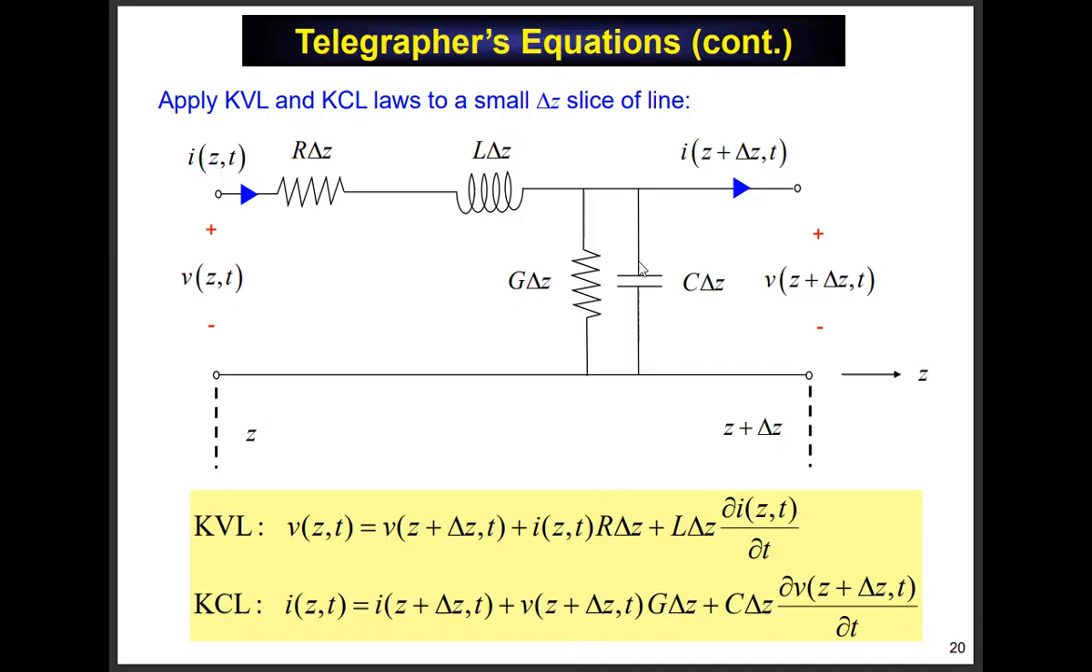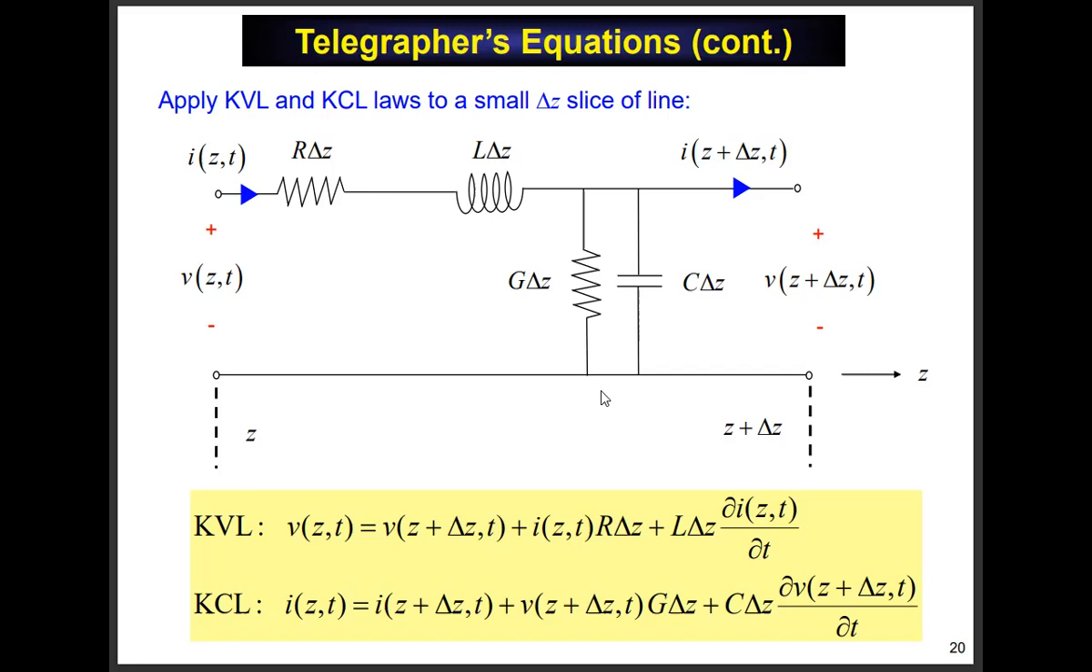And then what about the current going down through the capacitor? Total capacitance in farads times the derivative with respect to time of the voltage that it sees, which again is this right here on the right, so z plus delta z. Does that make sense? Okay, now the last step to get the differential equations is we just rearrange.